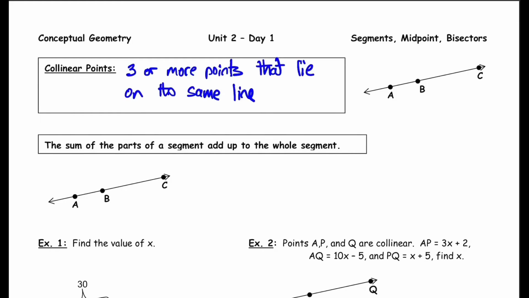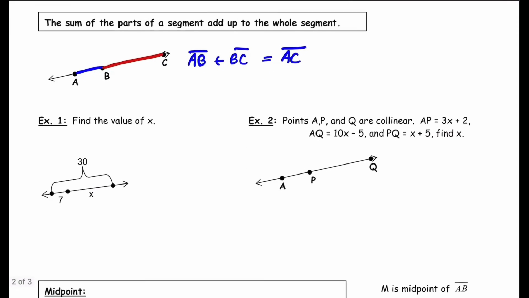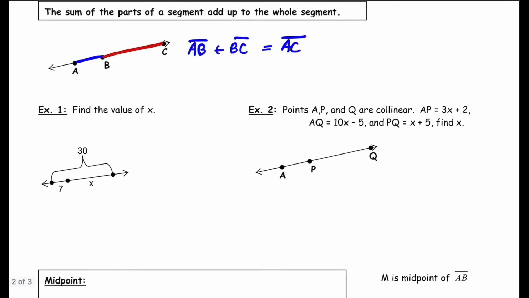As I look at this diagram here, I'm going to color code it. Segment AB, this blue segment, plus segment BC, my red segment, would add up to the whole thing, AC. I can write that as AB plus BC equals AC. So we're going to use this relationship to solve some equations and come up with the lengths of missing segments. In example 1, find the value of x.